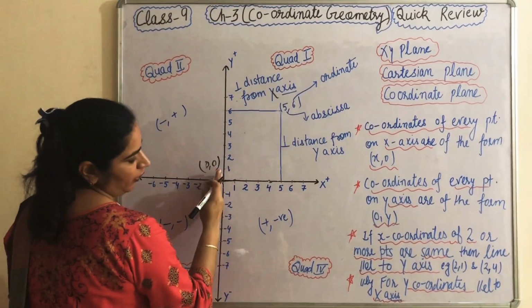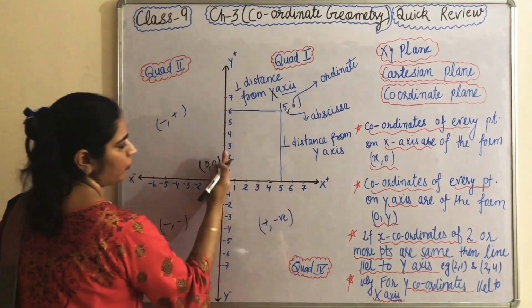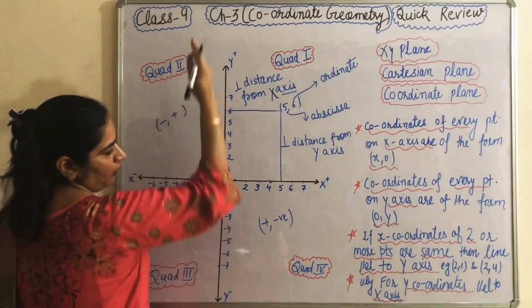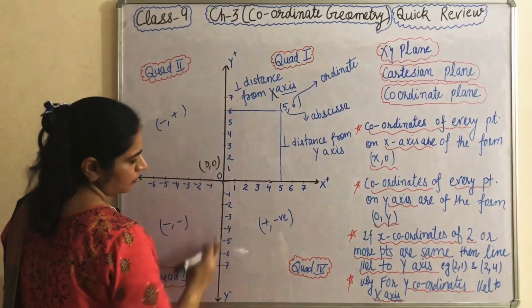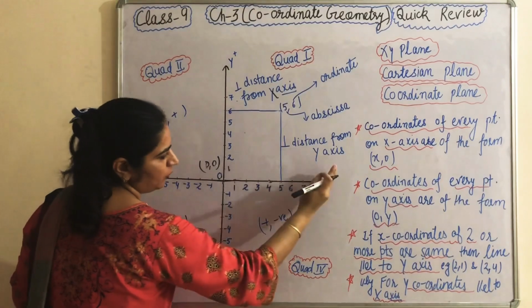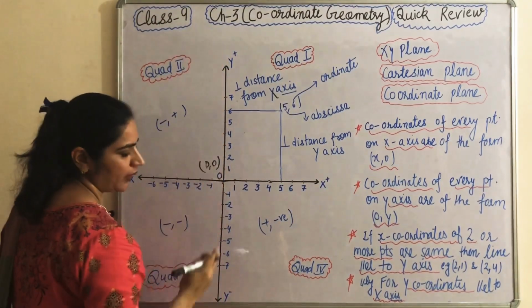If I go right of the 0, this is the positive x-axis, left of the 0 is the negative x-axis, the upward side of the 0 is the y-axis with positive sign, and below the 0 is the y-axis with negative sign. So x with positive sign, x with negative sign, y with positive sign, y with negative sign.